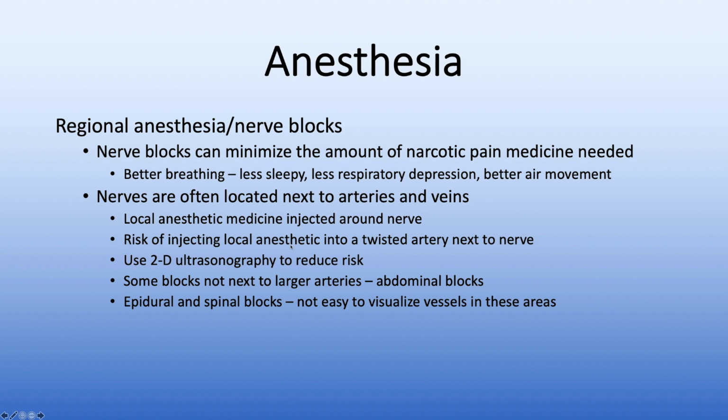We inject the local anesthetic numbing medicine around a nerve. And although there is a risk of injecting into a twisted artery that may be next to a nerve, we use an ultrasound machine so that we can see where we're going and where that anesthetic is going. Some blocks are around nerves that aren't next to big arteries, and of course those are awesome as well. Epidurals and spinal blocks are a little more difficult to avoid vessels because we really can't see very well through the bone where we're putting those particular catheters.